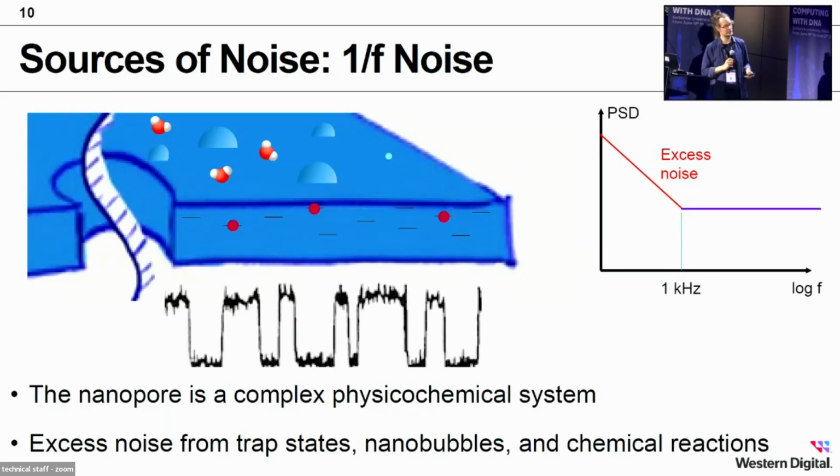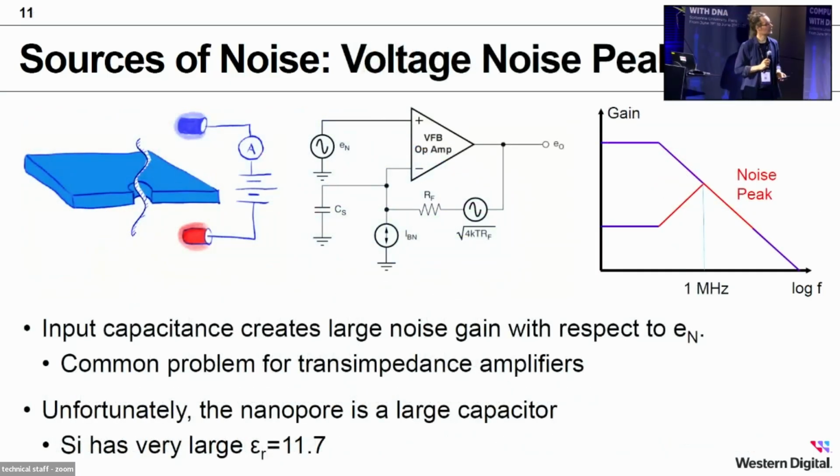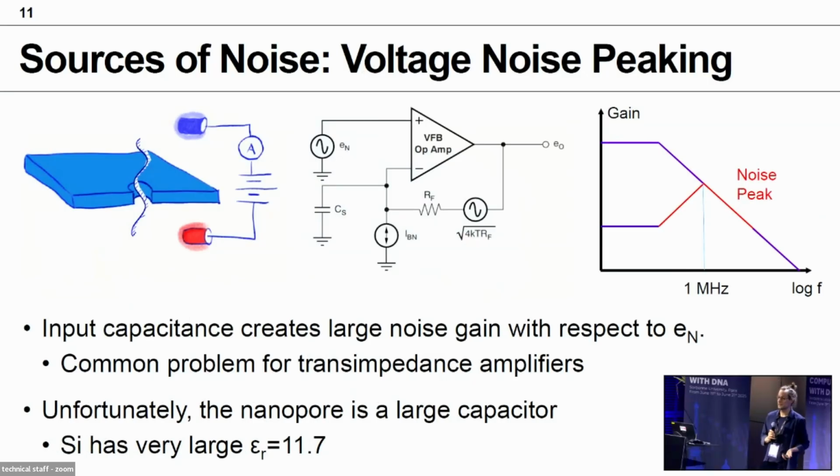So this is 1/f noise. It just goes higher and higher the slower you measure. Another problem at higher frequencies is the noise peaking. That is an electrotechnical phenomenon. There isn't really a way around this. You have the capacitance of the pore, and the voltage noise from the amplifier is amplified by this capacitance, and that gives you noise that goes up with higher frequency, and then eventually the roll-off of the amplifier will bring the entire system down. And unfortunately, this is just in the range where we want to measure.